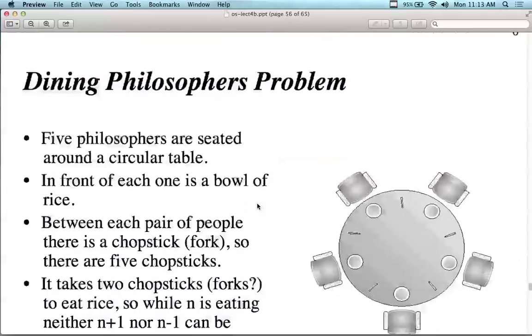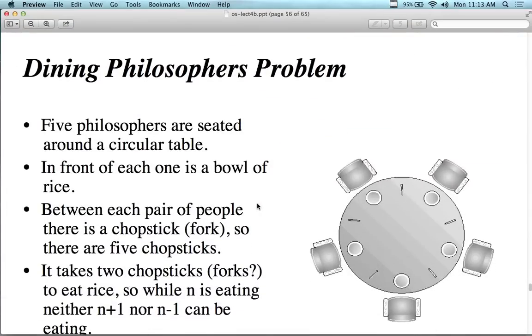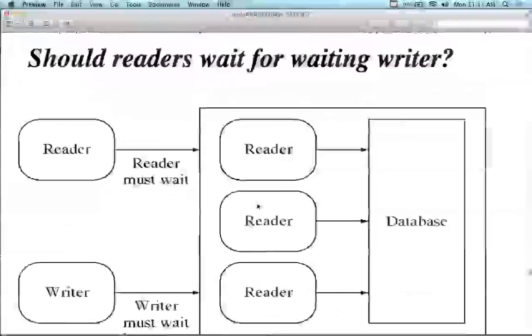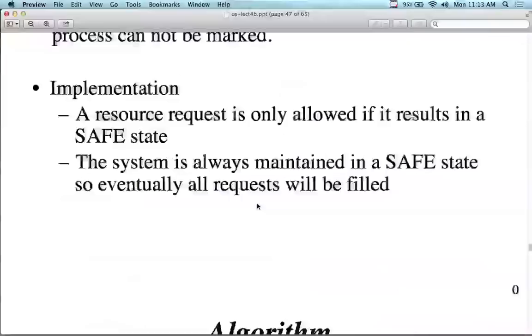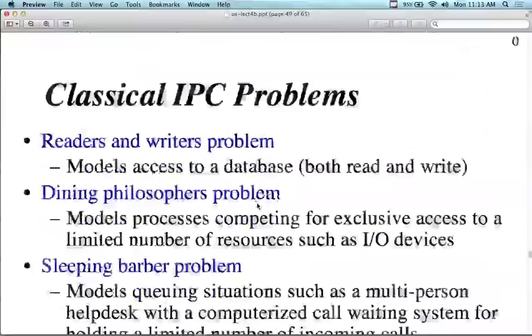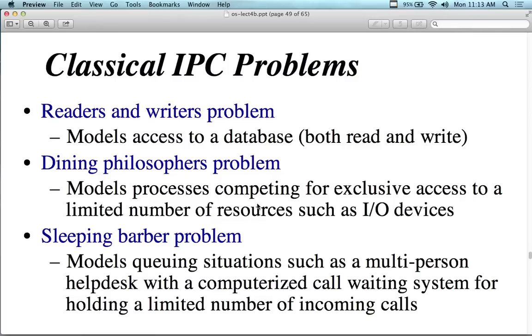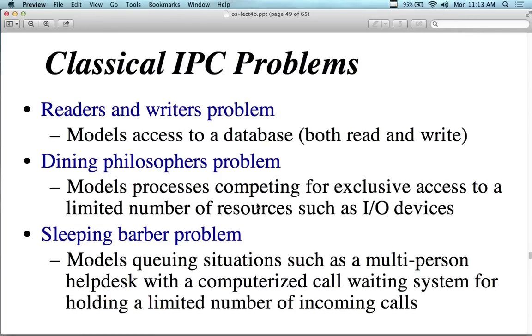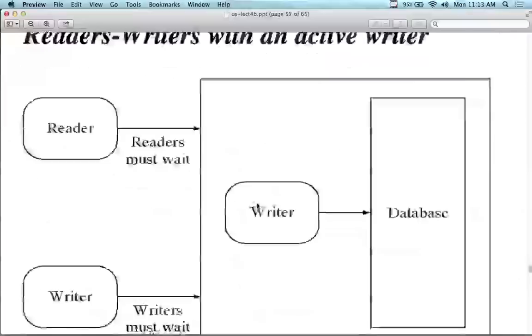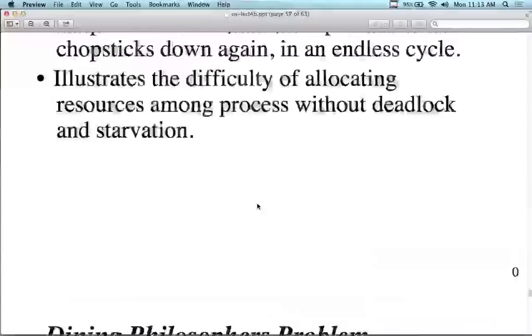Then we have this dining philosopher issue. Well, the dining philosopher is where you have shared resources. Going back up to our definition up here, we have processes that are competing for mutual exclusion to limit the number of resources such as I/O devices. We have one CD-ROM drive and a bunch of people trying to use it.